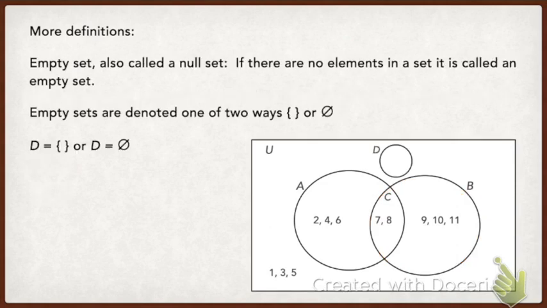All right, we got some more definitions going. We have the empty set. Sometimes it's called the null set. If there are no elements in a set, it is called an empty set or null set. Empty sets are denoted one of two ways. We use empty curly braces, or we use a circle with a slash through it. Either one works. Only use one, don't use both. So in this case, you'll see that D is a circle above the sets A, B, and C. Sitting all by itself, there's no numbers in it, so it's empty. So D is either the curly braces that are empty, or D equals the symbol, the circle with the slash, saying that there is nothing inside.